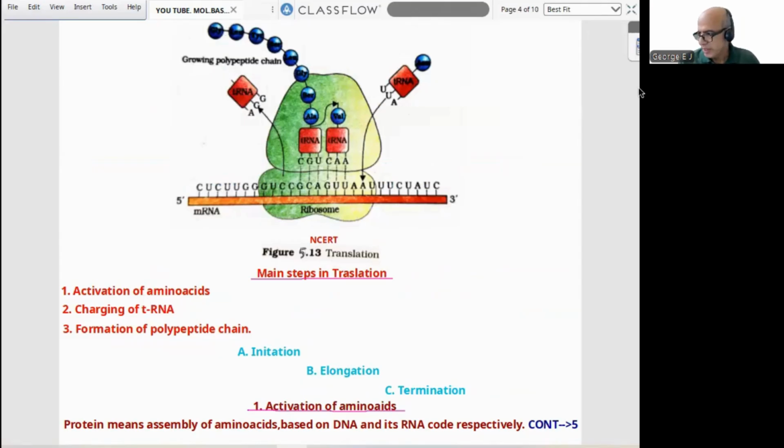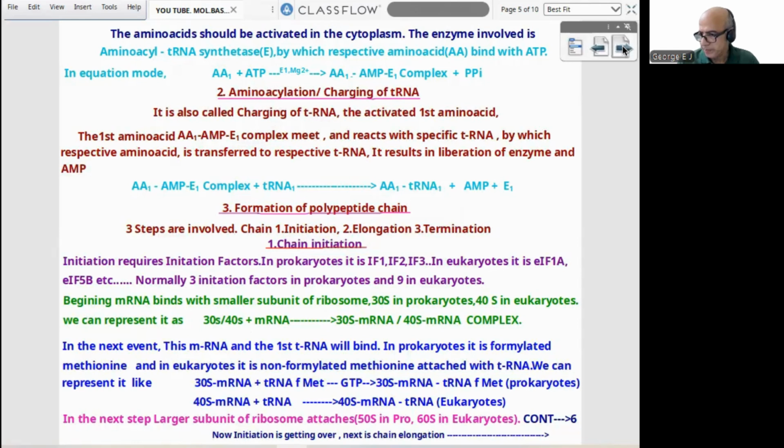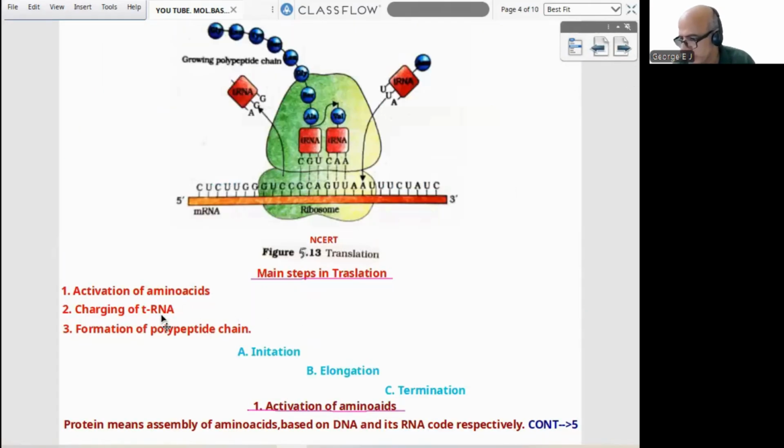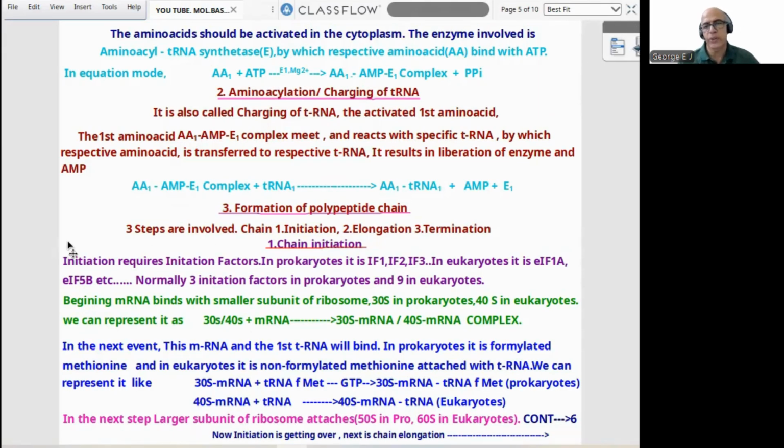Next is the second step. We can proceed. Aminoacylation, or it is called charging of transfer RNA. Here I have written that word. Only charging of transfer RNA, which is technically called aminoacylation. Sometimes aminoacylation itself they can ask. It is also called charging of transfer RNA. What is meant by charging? Combining, attaching, that way.